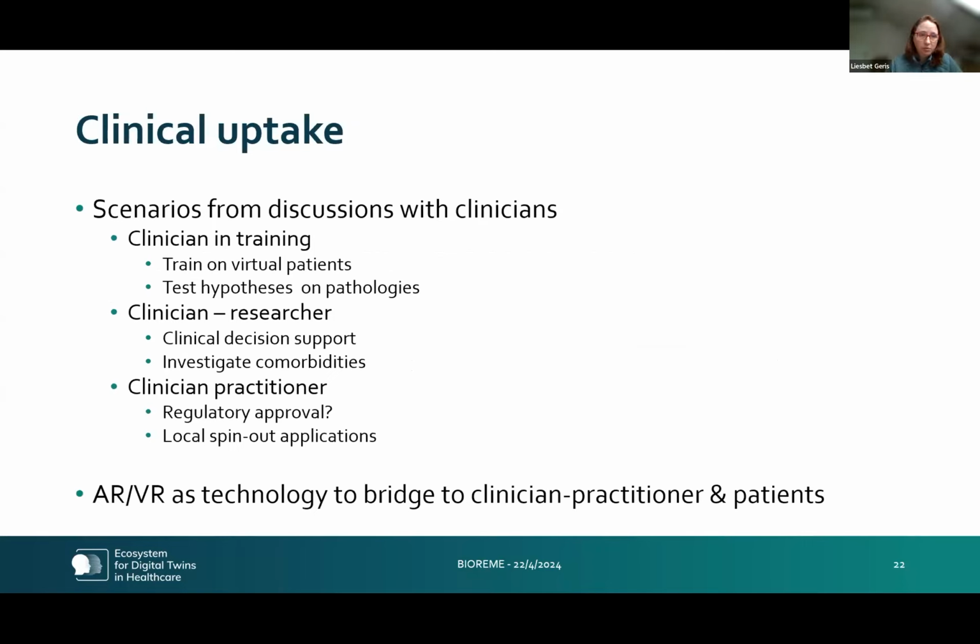We've also been talking to clinicians on how they see the interaction. And of course, it depends on who you're talking to, whether researchers, clinicians in training, or practitioners. It really depends on how much time they can invest and what shape the VHT interaction will have to be. So in training, it might be training on virtual patients, testing hypotheses, looking at comorbidities. But as a practitioner, once it has to have regulatory approval and it needs to find a way into a clinical workflow so that it facilitates the life of clinicians rather than adding yet another thing to it.